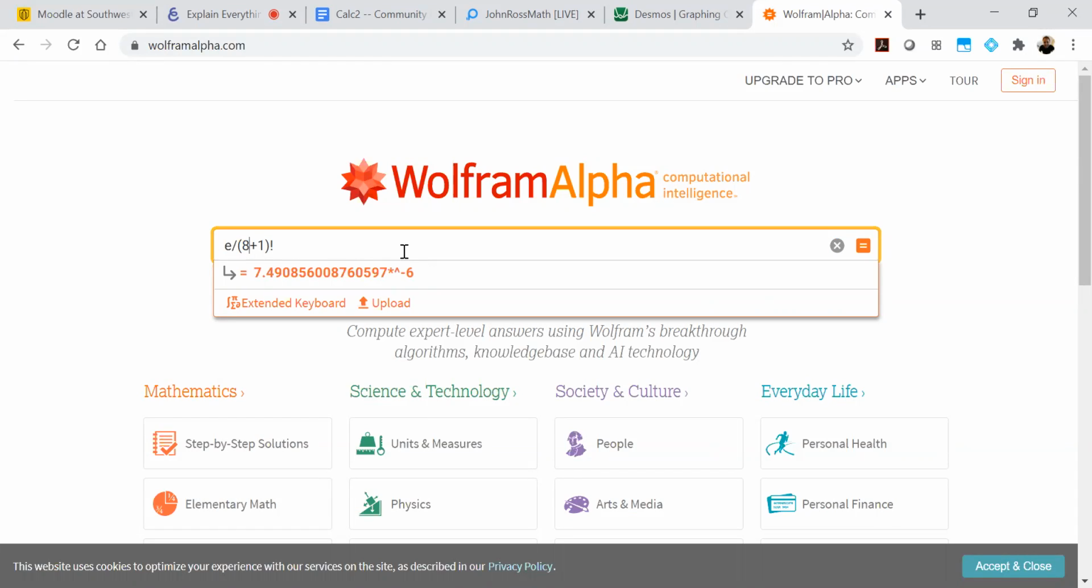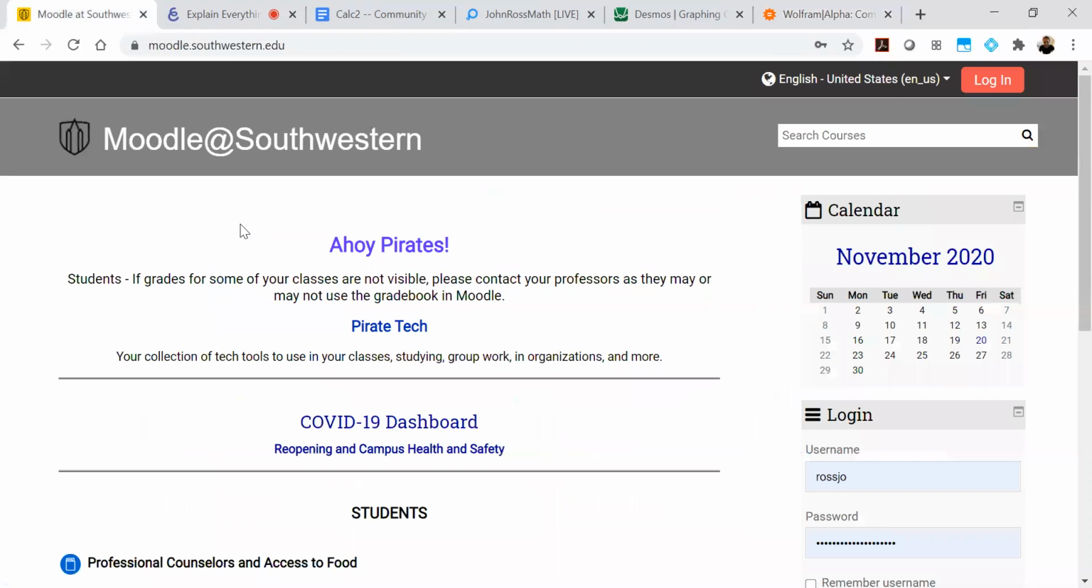That's going to be 0.000007. And there we go. e divided by (9 plus 1) factorial is small enough to be under that error bound that we were interested in. So e divided by 10 factorial, e divided by (9 plus 1) factorial.